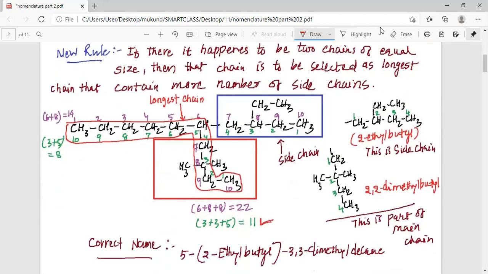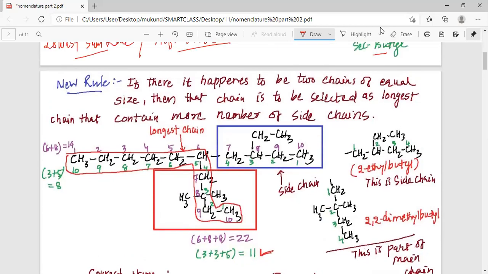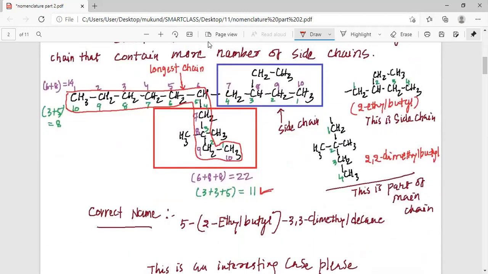Now, my dear students, we have one more rule to study. Let us see when this rule applies. If it happens that there are two chains of equal size, then the chain that contains more side chains is to be selected as the longest chain. When we look into this, you can see that if we start numbering from the left hand side, we can have 1, 2, 3, 4, 5, 6, 7, 8, 9, and 10. If we start numbering from the right side, we can get 1, 2, 3, 4, 5, 6, 7, 8, 9, 10.